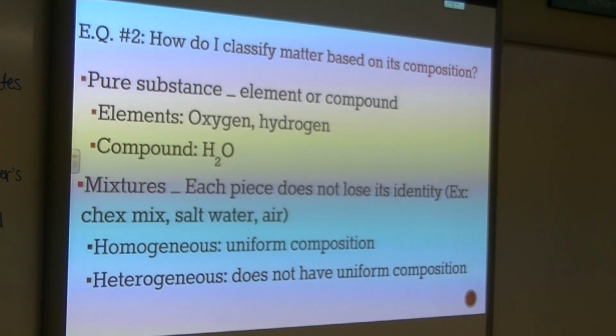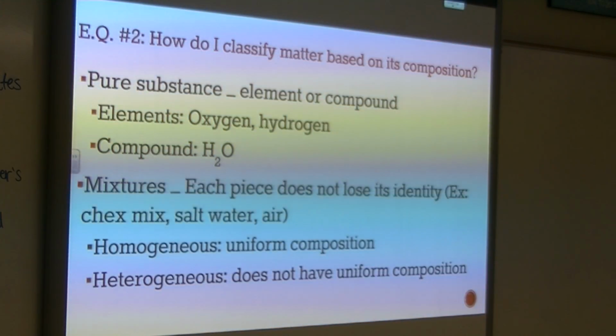Compounds are combinations of those elements, so H2O, pure water, carbon dioxide, carbon monoxide, sodium chloride, which is salt, sugar. Those are all examples of compounds. In a mixture, each piece does not lose its identity. So Chex Mix, salt water, air, tap water would be an example of a mixture because it's got other things in it.